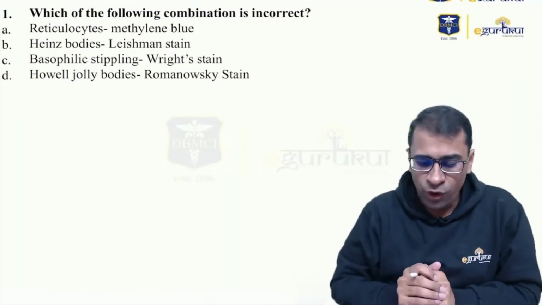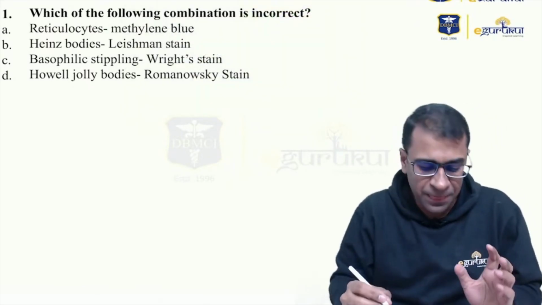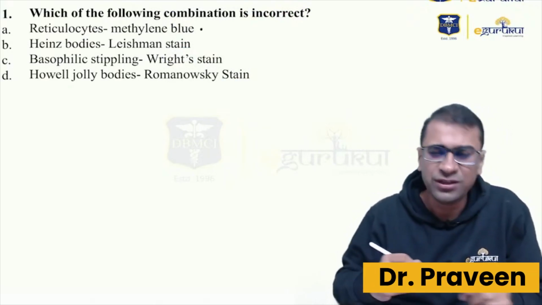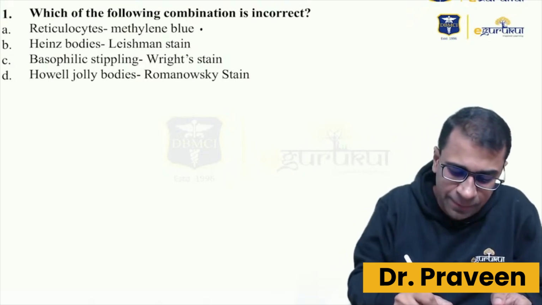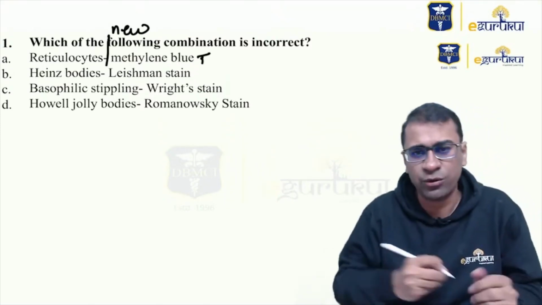So question number 1, the following combination is incorrect. To understand this question, let's read the options first. Reticulocytes are stained by methylene blue. Actually, the right answer should be new methylene blue. The best answer must be here, new methylene blue. But let's take this option as correct only.